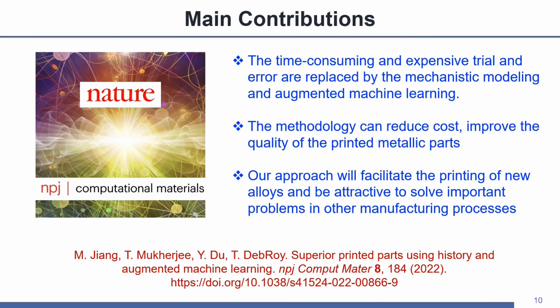From the results we showed in this work, the time-consuming and expensive trial and error method in additive manufacturing can be replaced by the mechanistic modeling and augmented machine learning. The methodology that combines historical experimental data, mechanistic model, and machine learning can reduce cost and improve the quality of the printed metallic parts. Our approach will facilitate the printing of new alloys and be attractive to solve important problems in other manufacturing processes.